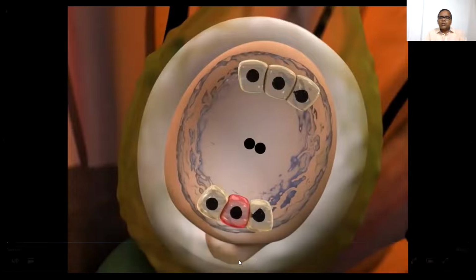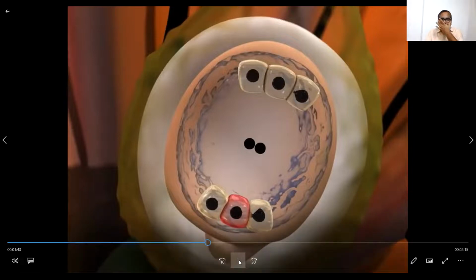So these are the total 8 nuclei. So a 7-celled, 8-nucleated structure, the embryo sac, is formed. This formation has taken place inside the ovule, in the ovary, at the base of the carpel.